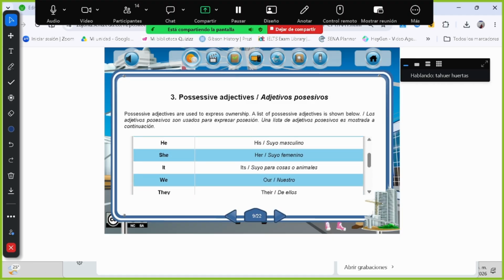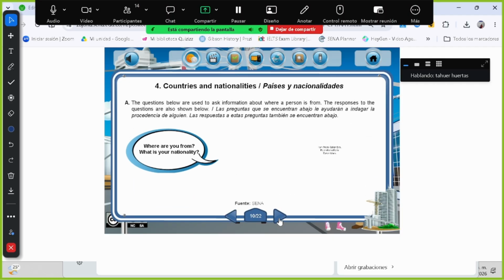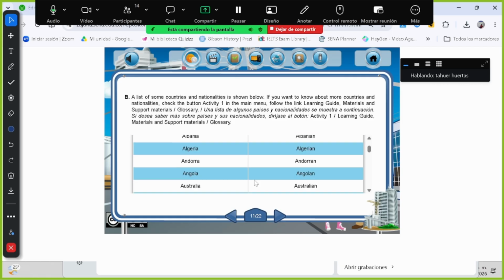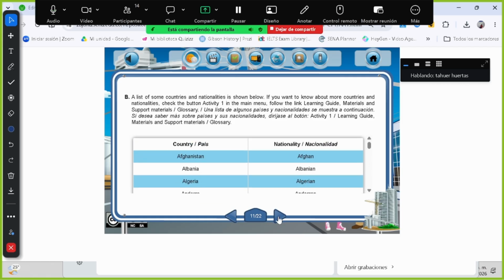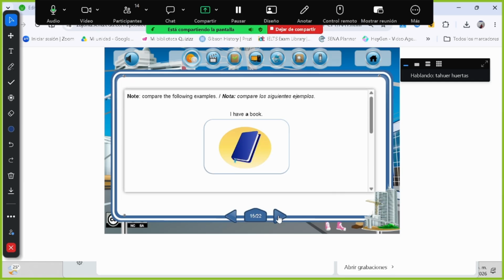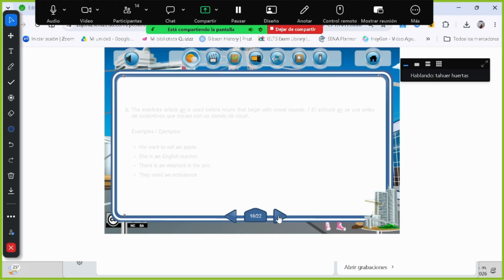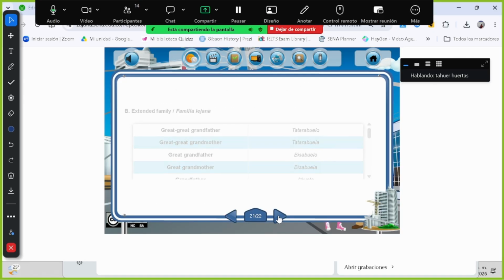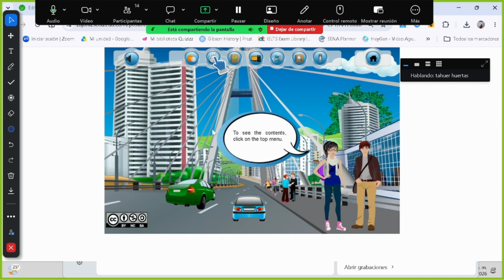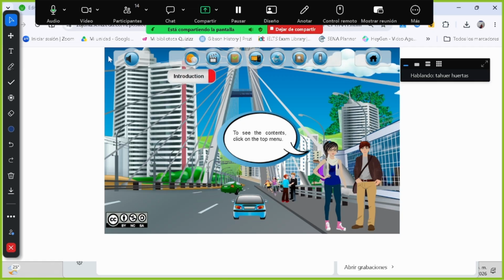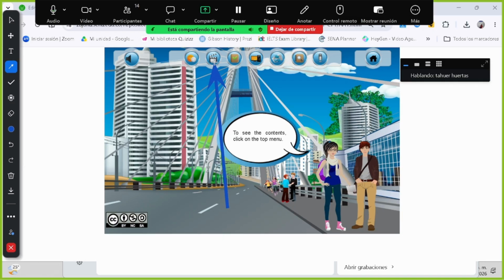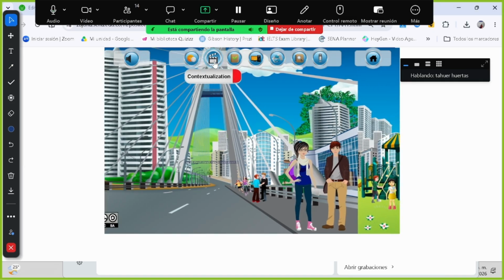Alright, possessive adjectives, country nationalities. Oh, more examples of countries. Professions, the articles. Well, here you have a lot of information to practice to improve your English vocabulary. Alright, so this is the introduction. Here in this part, here we have contextualization.